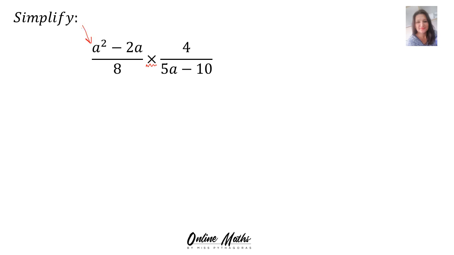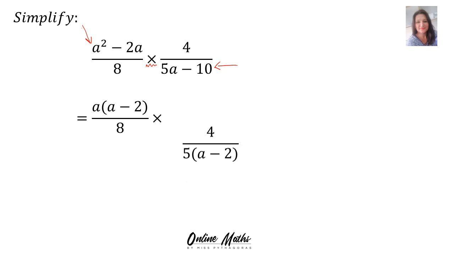By factorization. So the first one there on the numerator, we can factorize by taking out a as a common factor, and we're left with bracket a minus 2. And then on the second one, on the 4, there's nothing you can do, but here on the denominator, we can take out 5 as a common factor, and we're left with 5 bracket a minus 2.